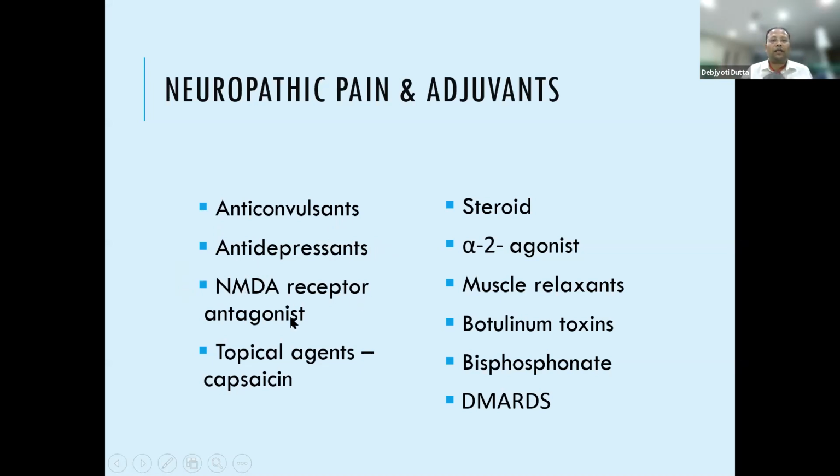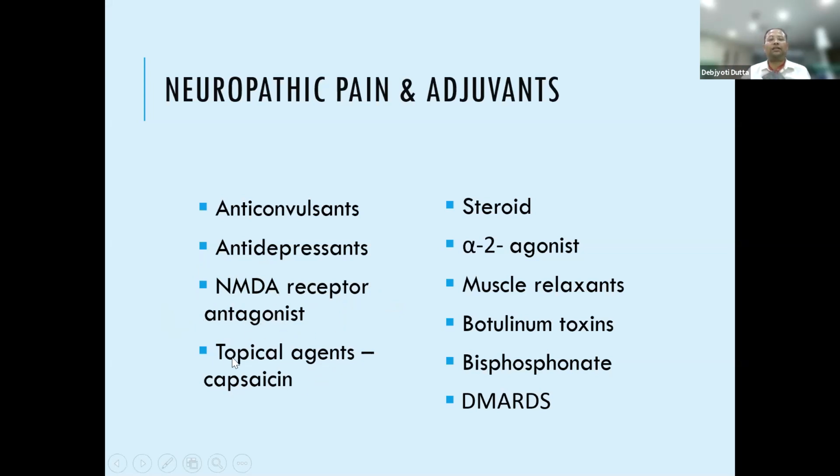NMDA receptor antagonist has also been shown to act against neuropathic pain. What it does, as I told you, is that the nerve becomes diseased. It doesn't only transmit, it gives its own input, and it causes more pain. So NMDA receptor antagonist has been shown to decrease that sensitization part. That is also a type of modulation. So it also acts at modulation.